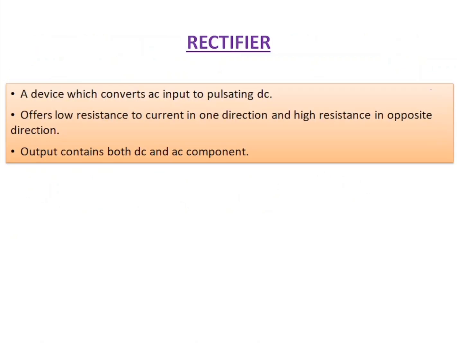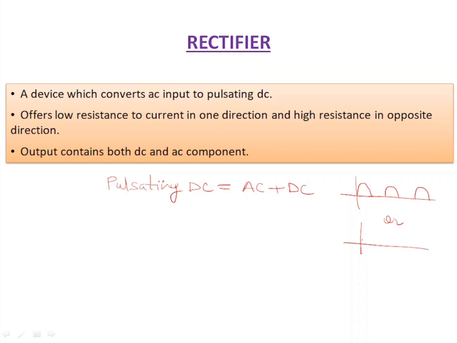Talking about the rectifier, it is a device which converts AC input to pulsating DC. Pulsating DC means AC plus DC. That is a DC which has some AC component in it. What does it mean to have an AC component? We saw the output of the rectifier was this, or it could be even this. We can see that still this is a pulse, only a positive half pulse.